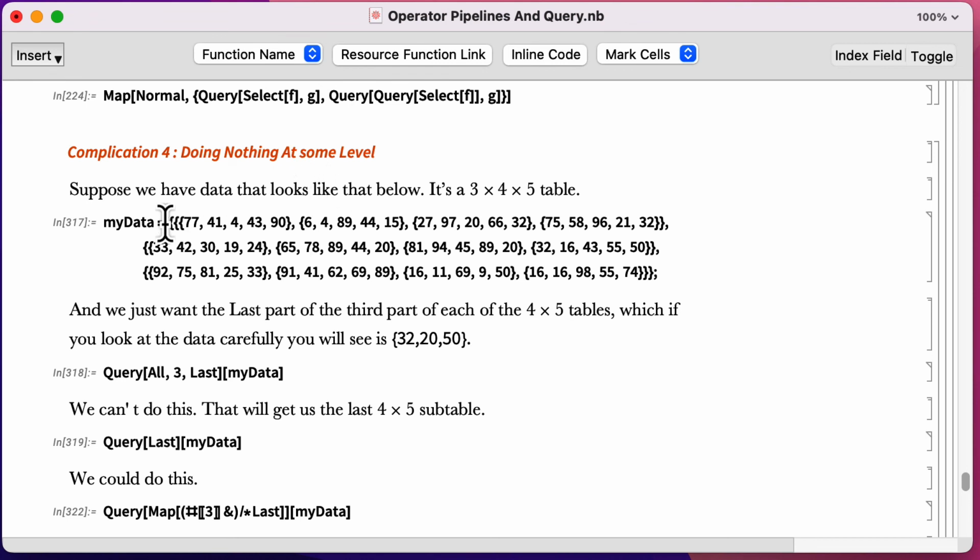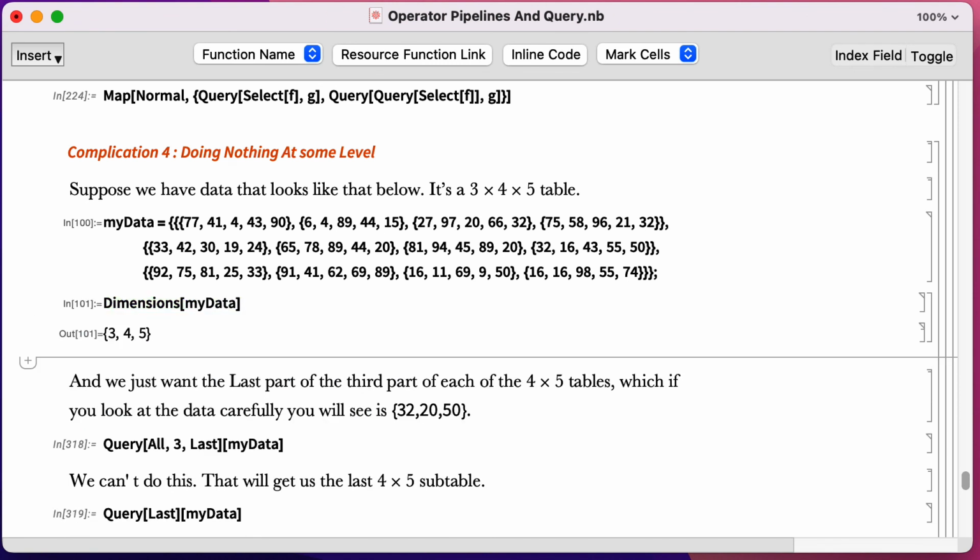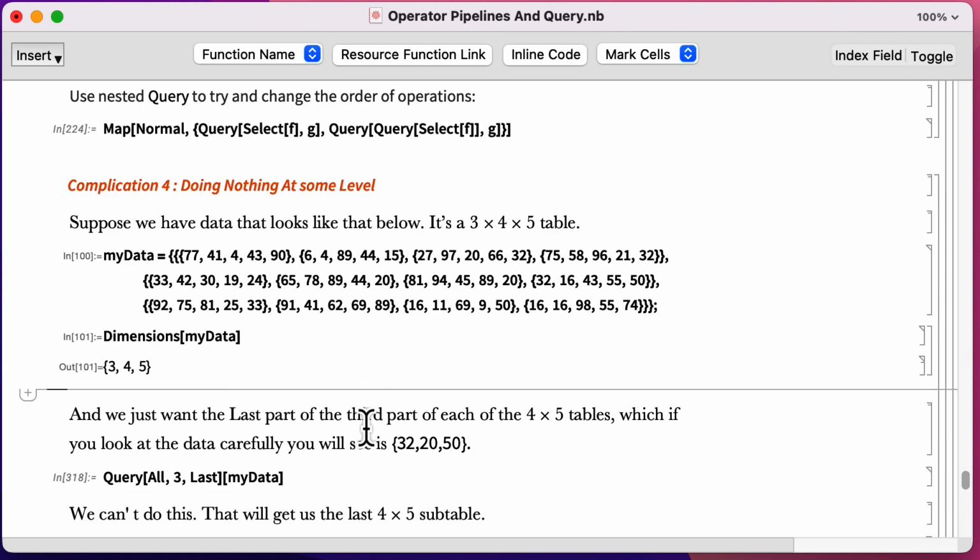So let's look at this data. It's my data, and if I look at the dimensions of my data, it's a 3 by 4 by 5 table, 3 rows by 4 columns by 5, whatever you call the ranks. Okay, so what I want is the last part of the third part of each of the 4 by 5 tables. So let's eyeball this.